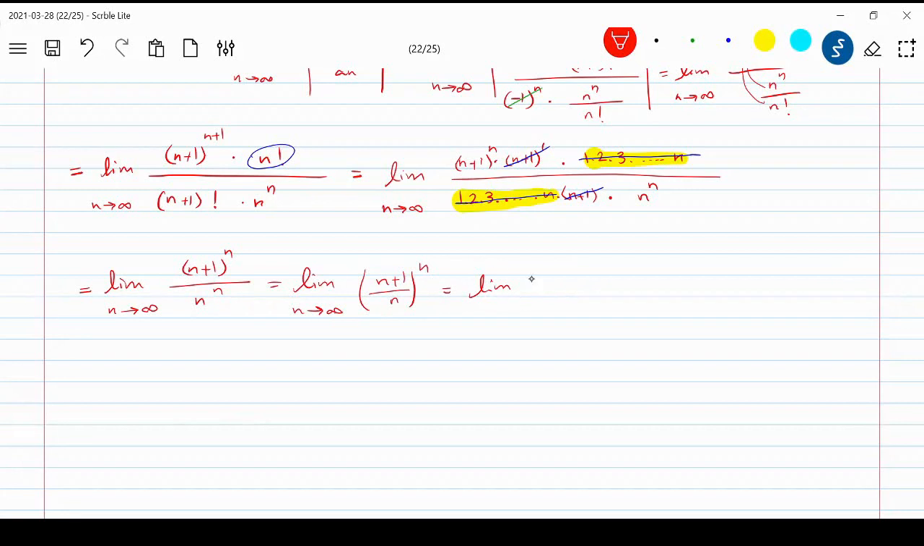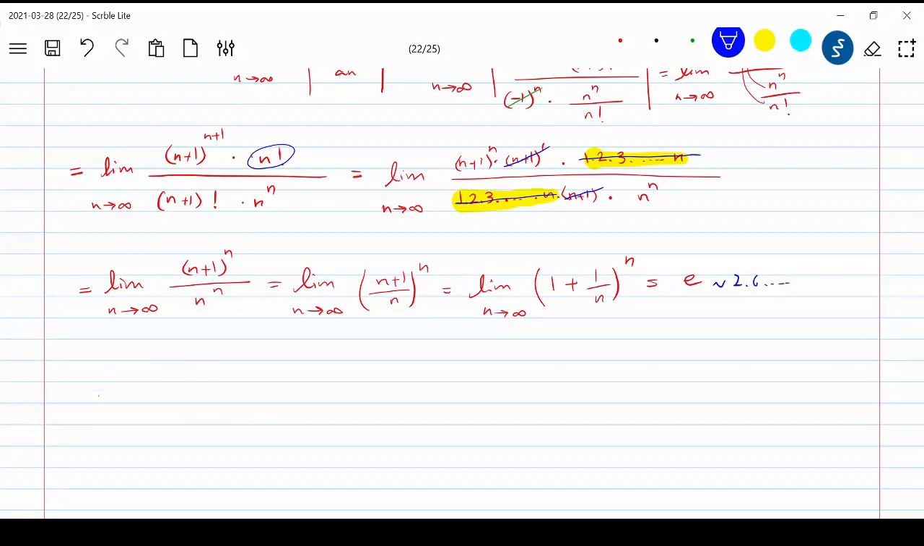Limit, I can simplify it. n divided by n is 1, so I can write it this way: (1 plus 1/n)^n. I hope you remember this. At the very beginning of exponential functions, they say this is basically e as n approaches infinity. So this is e to the power 1. This is the definition of exponential e. And what is e? e was something like 2.7, whatever that number is.